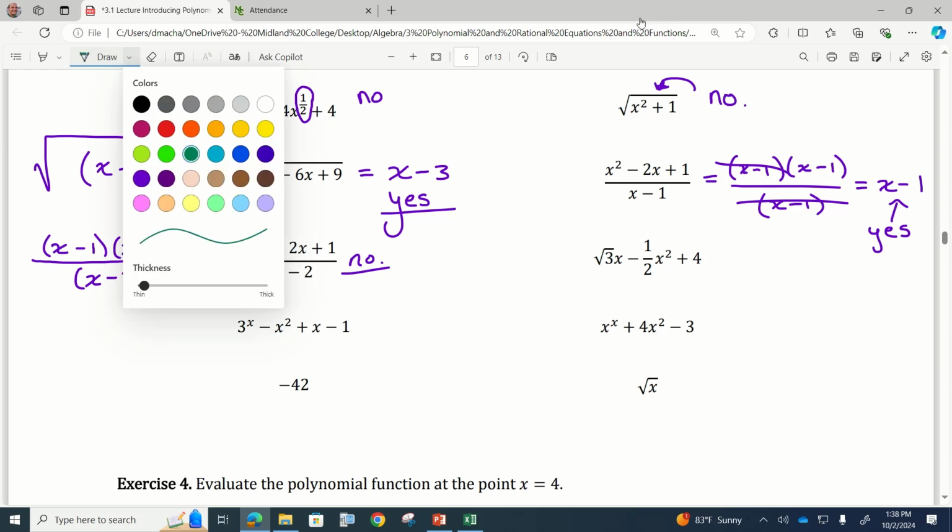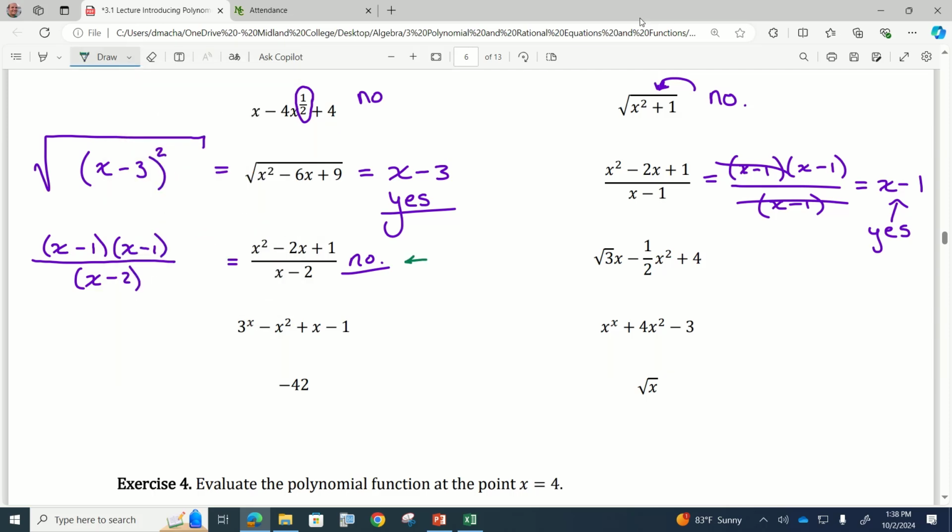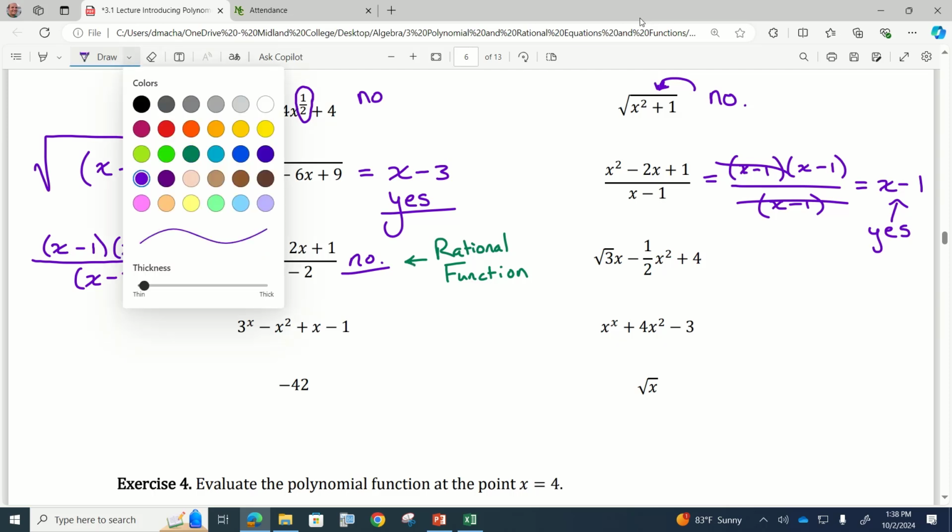And instead, this one has a special name. This one is called a rational function. A rational function is just a ratio of two polynomials. You've got one polynomial in the numerator divided by another polynomial in the denominator, but it doesn't simplify to a polynomial, and that's what we're asking here in this question, so we say no.